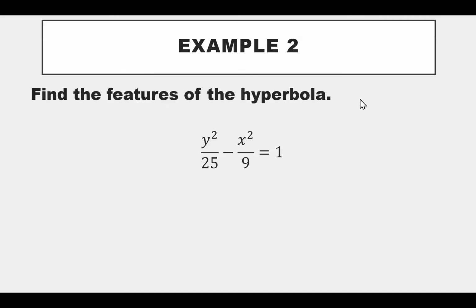Let's try another example. Let's take a look at this hyperbola and find the features of it. We have y squared over 25 minus x squared over 9 set equal to 1. Push pause on the video and try to find the features of this hyperbola using the equation. In a couple of seconds, I'll show you how it's done.